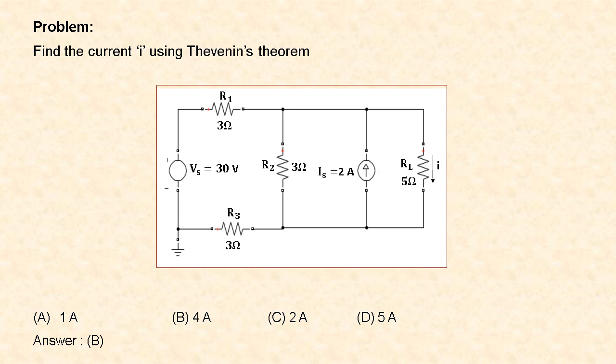Here they have asked to find the current through the load resistor RL using Thevenin's theorem. Here the source voltage is 30 volt and there is an independent current source which is equal to 2 amps, and resistance value R1 is equal to 3 ohms, R2 is equal to 3 ohms, R3 is equal to 3 ohms and load resistance is equal to 5 ohms. So the options are A 1 amps, B 4 amps, C 2 amps, D 5 amps. So here the answer is 4 amps. So let us see how we will get this.